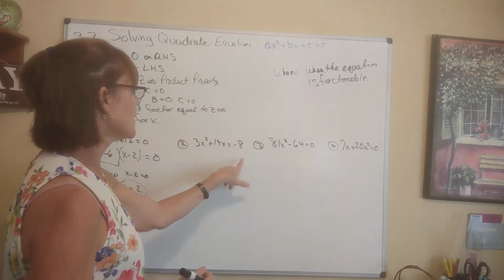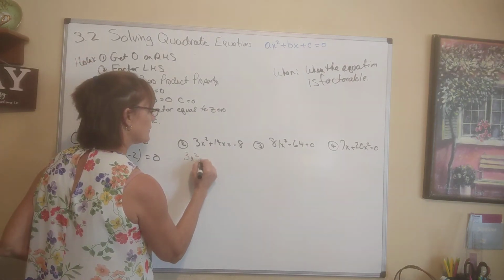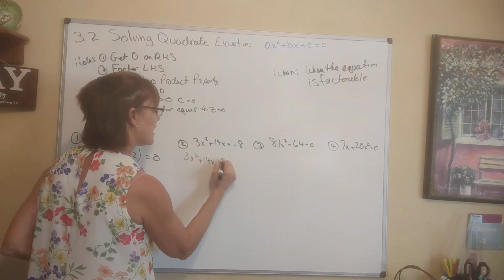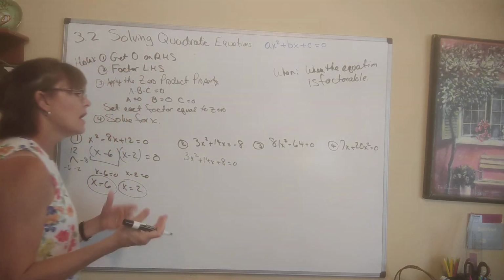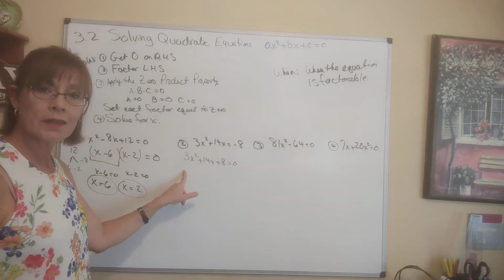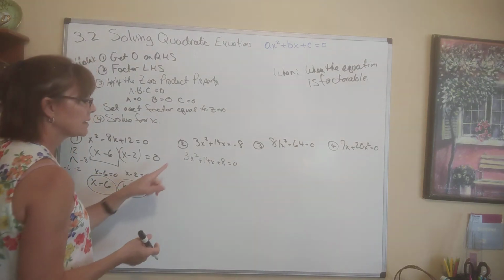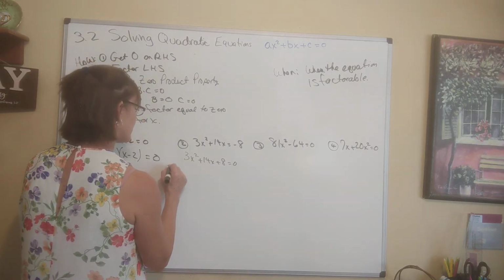Let's do this one. Get a 0 on the right-hand side. I need to add 8 to both sides. 3x squared plus 14x plus 8 is 0. I'm going to solve using the AC method. This time, A is not 1, it's 3, which means an extra step I have to do. So it goes like this. A times C is 24.